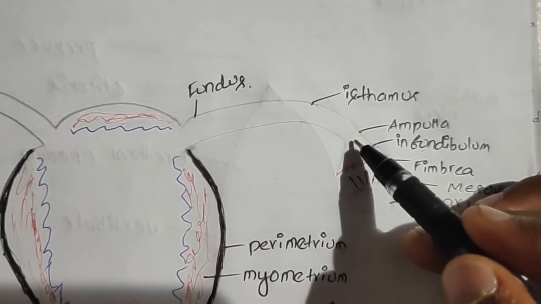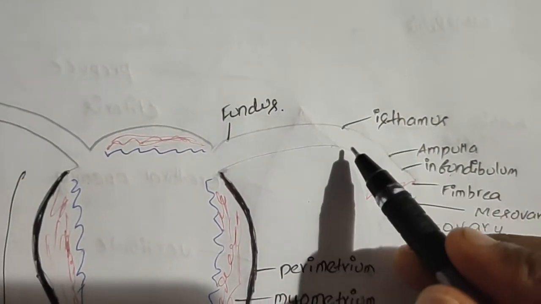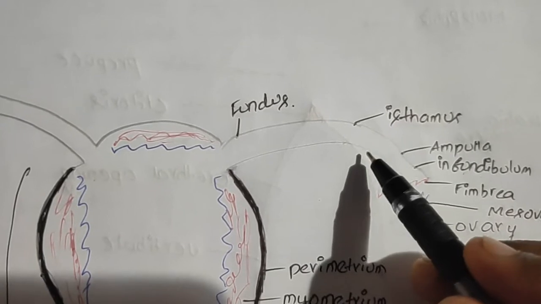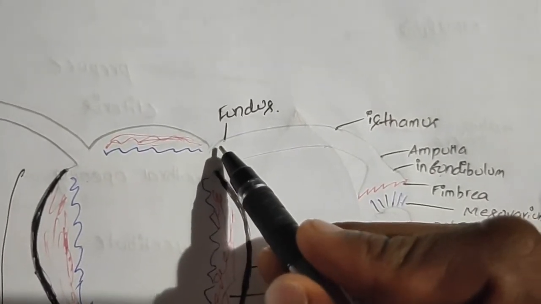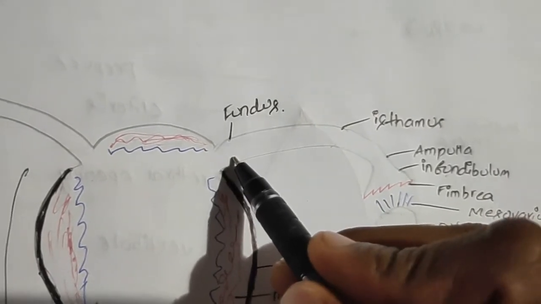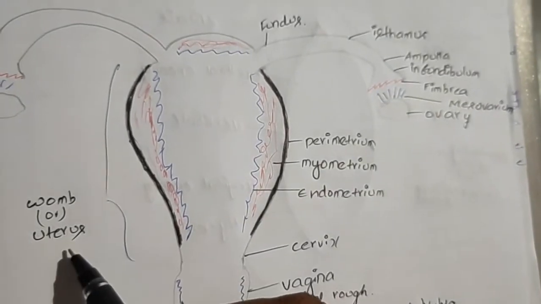In this ampulla is the site of fertilization, and next this ampulla leads to the isthmus, a long tube-like structure. This isthmus leads to the fundus part. It is a small part, and this fundus part is attached to the muscular, inverted pear-shaped structure known as the womb or uterus.